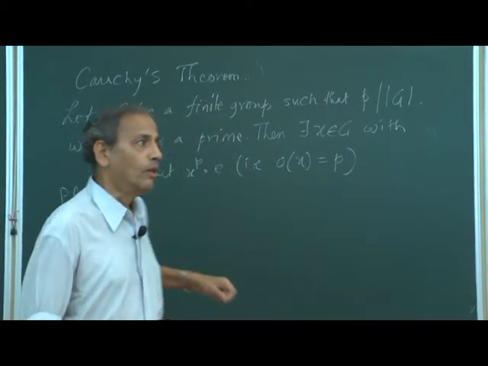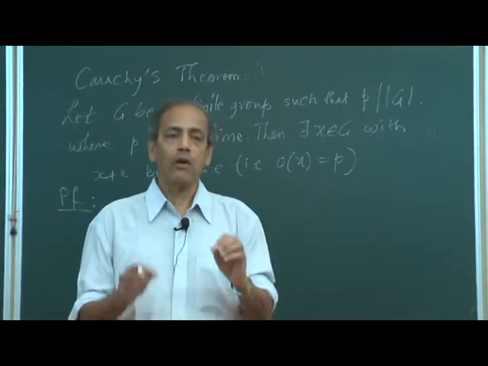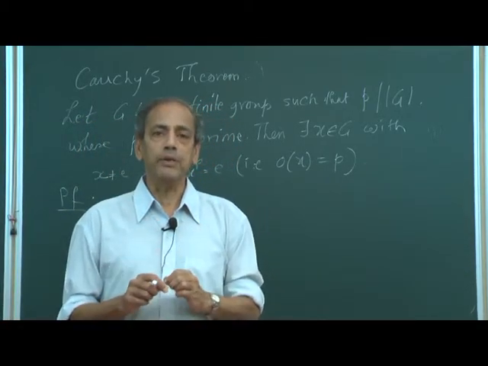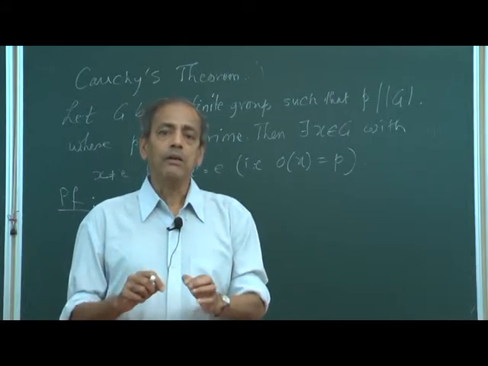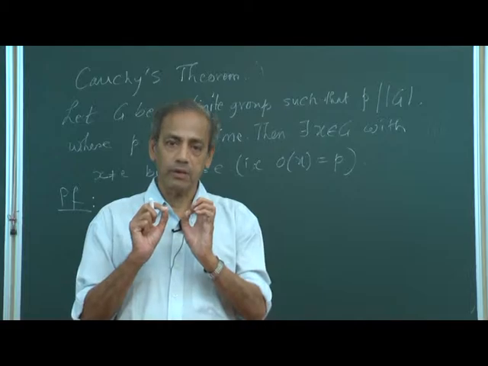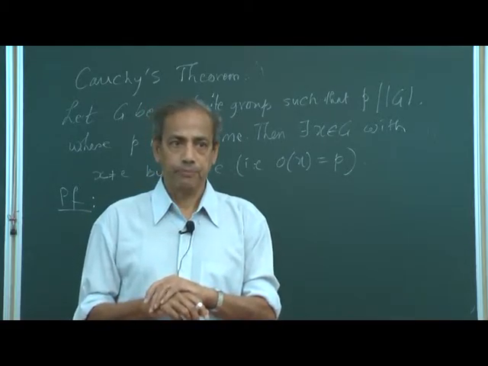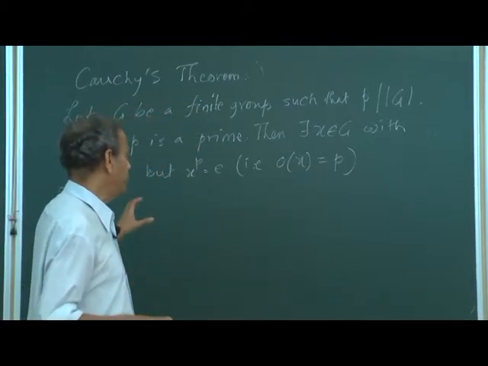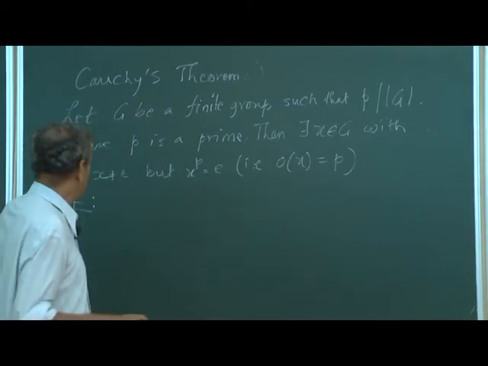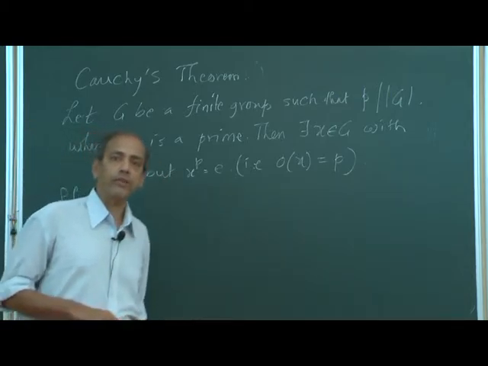What Cauchy's theorem says is that if G is a group whose order is divisible by some prime p, then there exists an element of order p. That means the group generated by that element x is of order p. So, we are going to prove it today. I have written down the statement of the theorem here.